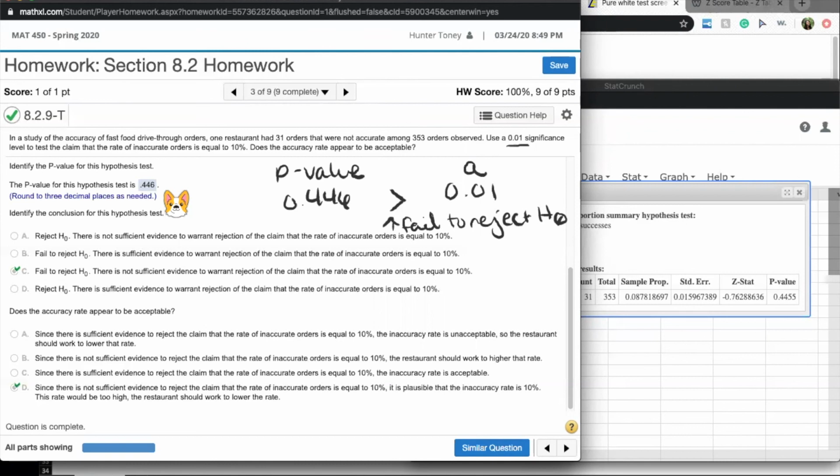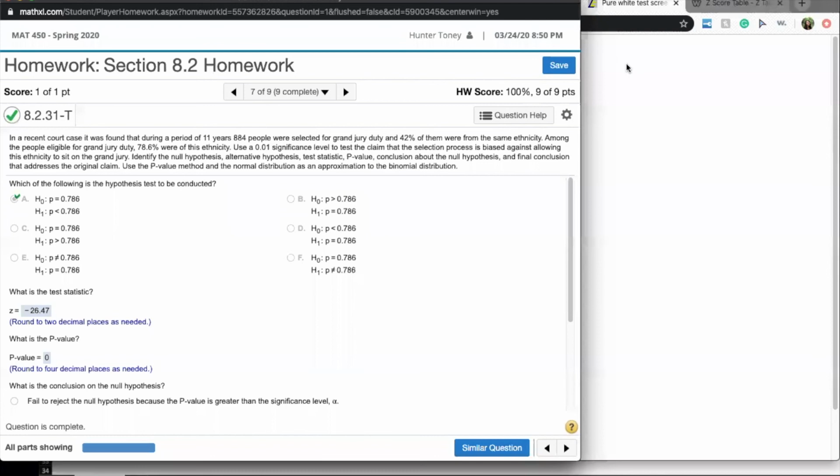So remember that if you're unsure of which one to do, it's in your cheat sheet. Please use it. And then you can move on from there.